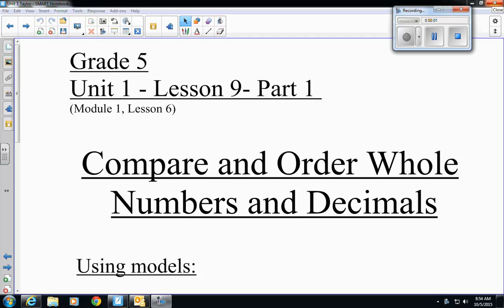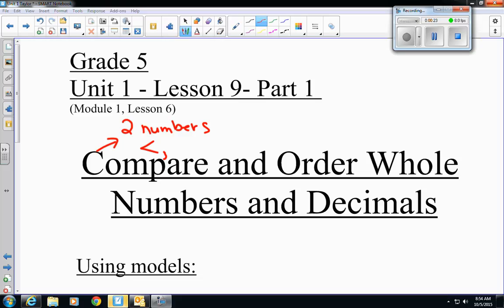Okay, we are going to talk about comparing and ordering decimals and whole numbers. Today we're going to worry about the comparing part. We're not going to quite get to the ordering. Comparing is when you have usually two numbers, and you're either going to say less than, greater than, or equal to, right?